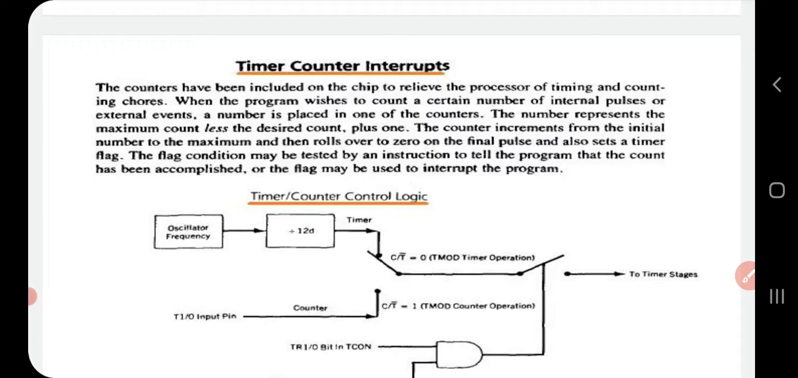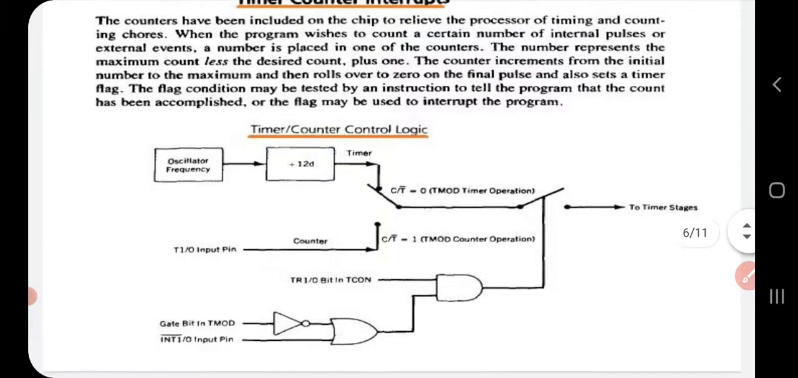Now the flag condition can be tested by using an instruction, and that will tell the program that the count has been completed, or the flag may be used to interrupt the program. That is how interrupts of timers and counters work. So that paragraph is enough, no need of drawing this circuit diagram.